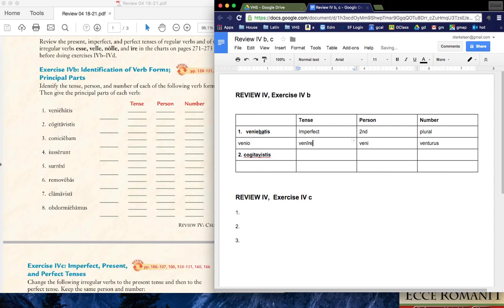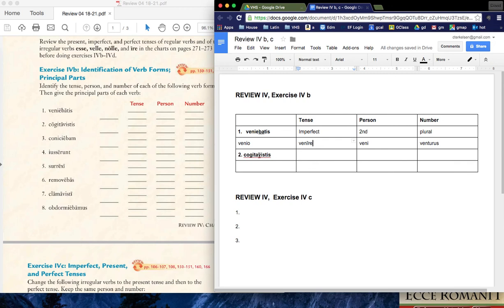So I am going to use just that there. I won't ask you to put in all the long marks, but for infinitives, it does help to distinguish. So that's number one. Venie batis is imperfect second person plural, and the principal parts are venio, venire, veni, and venturus. Let's look at cogitavistis, the second one over here.